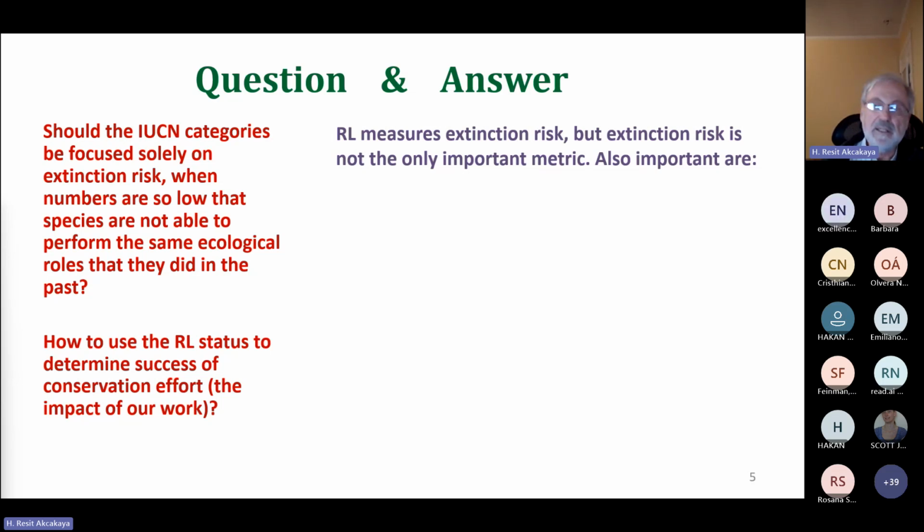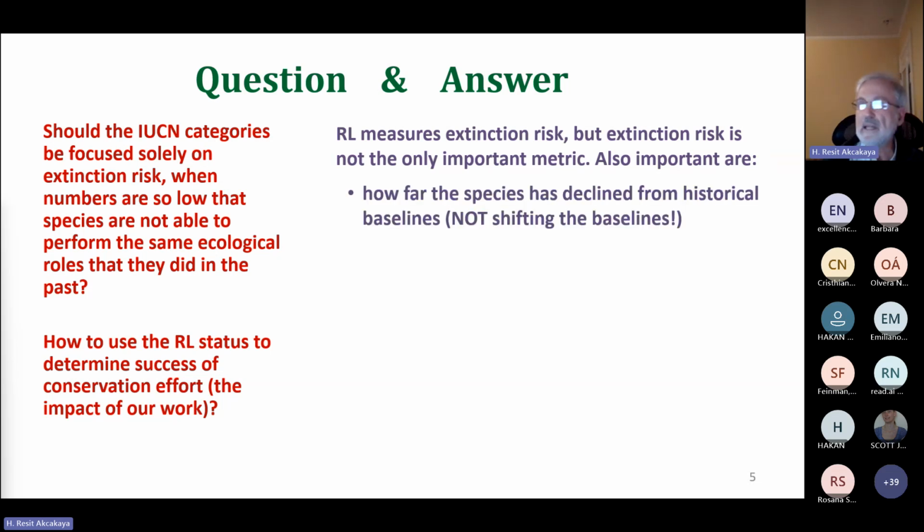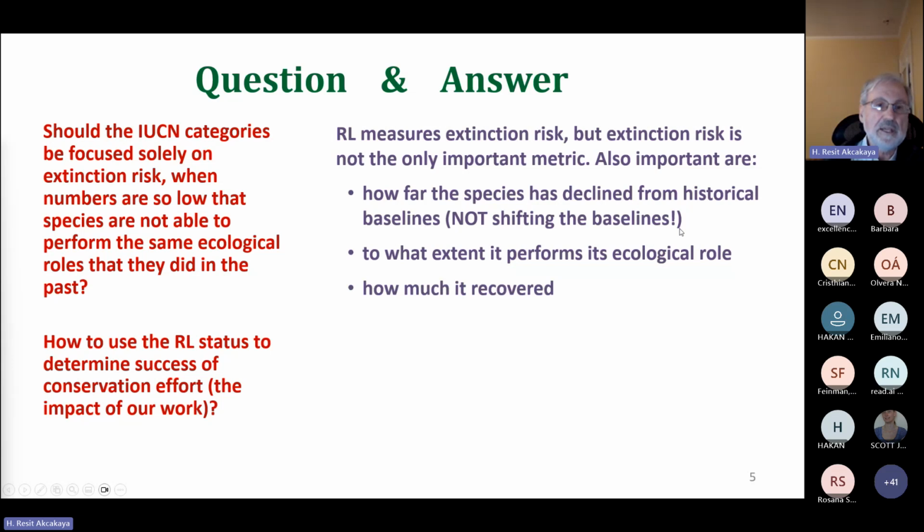But obviously, extinction risk is not the only important metric in conservation. It's just one of many. There are many other important things that we want to know. For instance, how far the species has declined from historical baselines. In other words, what do we need to do to avoid the shifting baselines syndrome? To what extent does the species perform its ecological role? That's related to this first question. How much did the species recover, and how much of that recovery can we attribute to our conservation efforts, which is related to the second question.